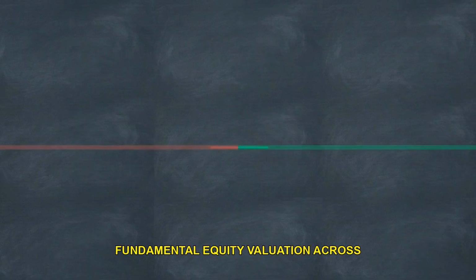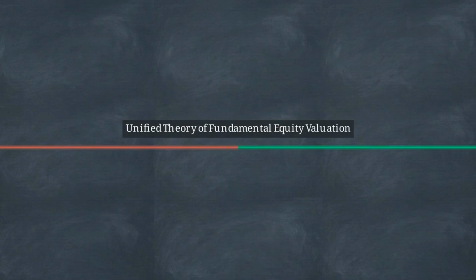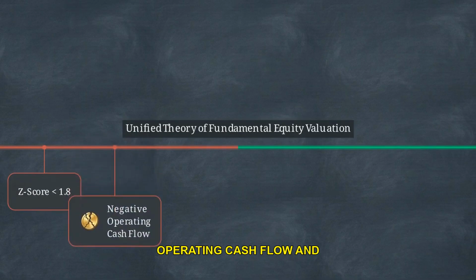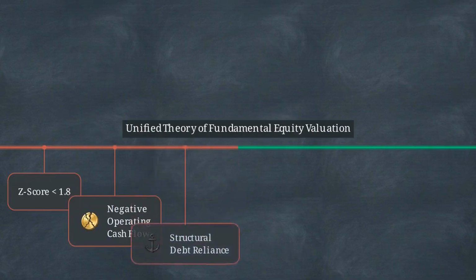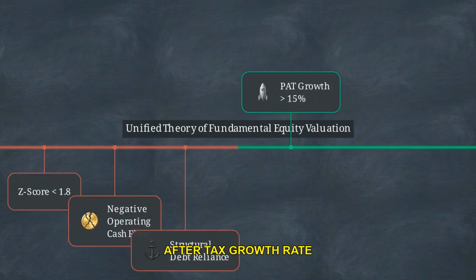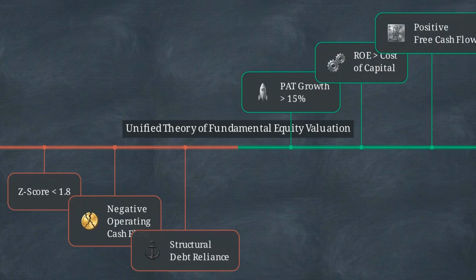We can now map a unified theory of fundamental equity valuation across a complete spectrum of corporate health. The downside is anchored by a Z-score below 1.8, negative operating cash flow, and heavy structural debt reliance. The upside is governed by a sustained profit after tax growth rate above 15%, a return on equity far above the cost of capital, and strictly positive free cash flow.